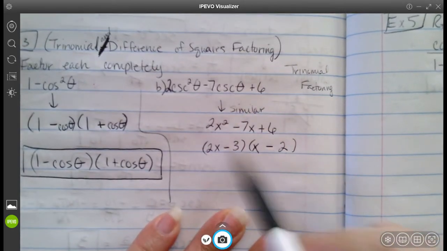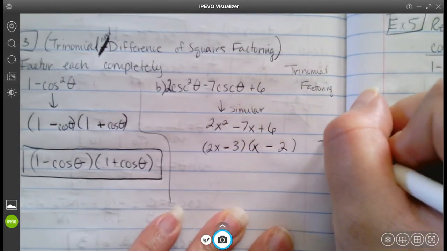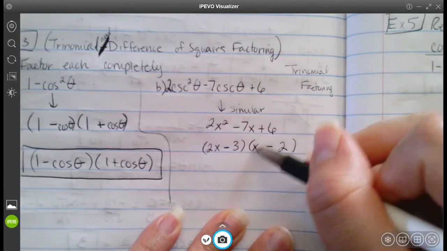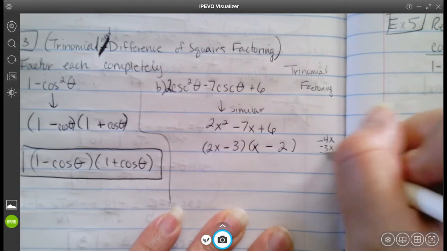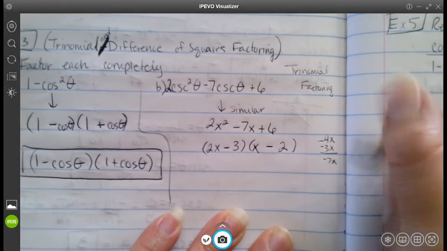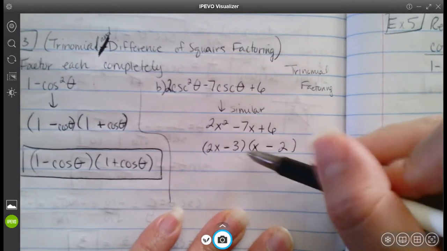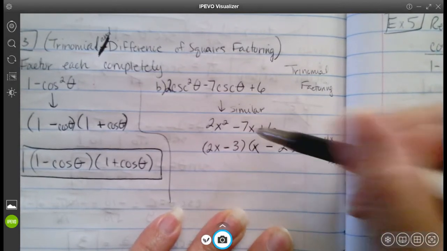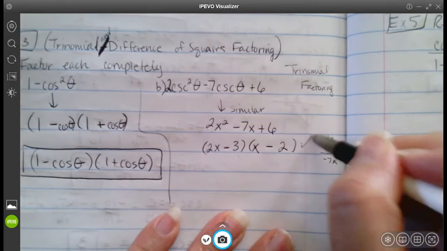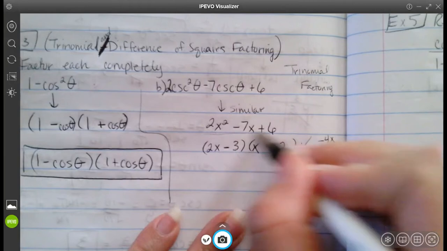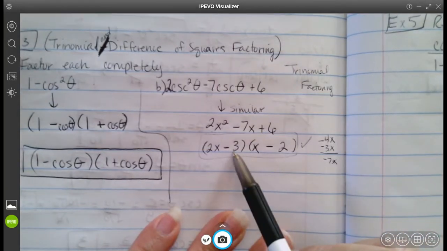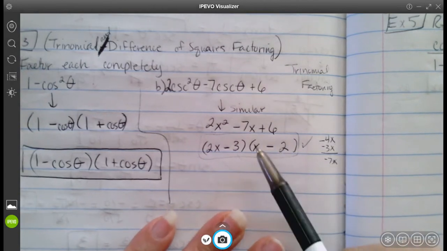2x times 2 is going to give us negative 4x, okay? And then negative 3 times x would be negative 3x. And if we add them, we get that negative 7x that we wanted. That's how I do my quick checks here. You check the middle terms and say, are they going to add up to the middle? Okay, and it does. So this looks like it's going to work. Okay, so these would be our factors for this particular example, because again, these two multiplied will give me that 6 at the end.